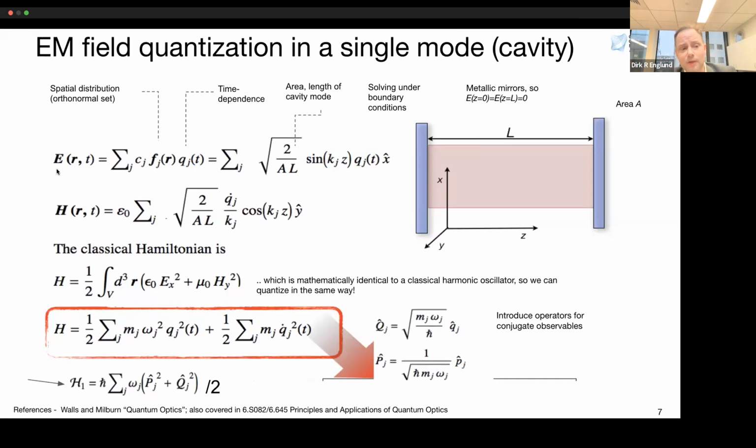Once I've written down the form of the electric field, just applying the curl and the time derivative from Maxwell's equations, we can solve for the magnetic field. And I've done this here, and that would be the expression of the magnetic field here.